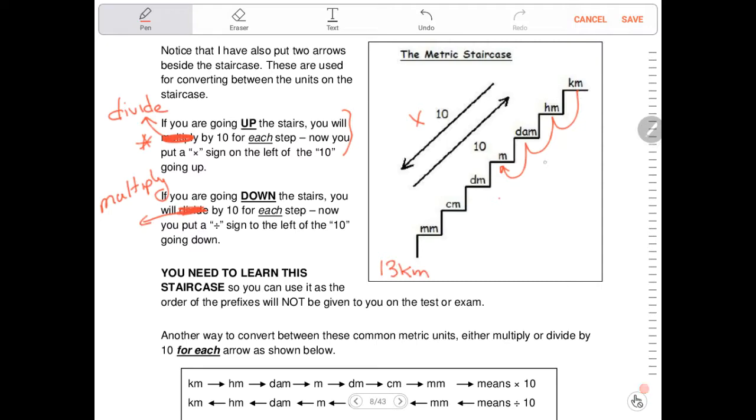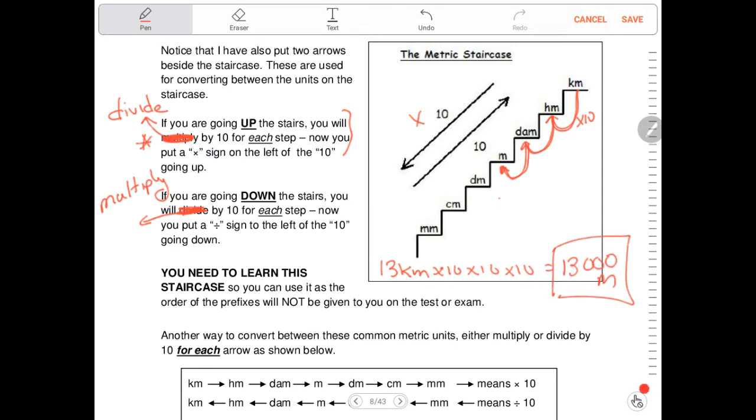Well, each of these steps down, I have to multiply by 10. So times by 10, so on. That's once, that's twice, and that's 3 times. So it'd be times 10, times 10, times 10, which is equal to 1,000. So that's going to give you 13,000 meters.